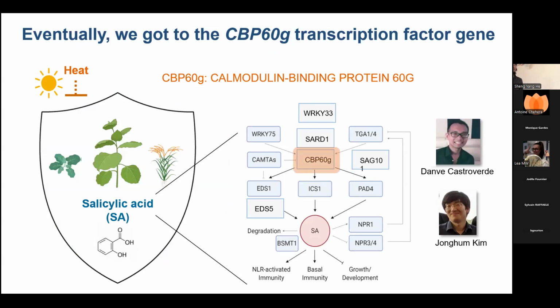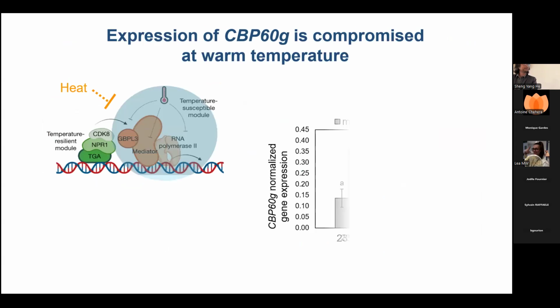all these genes, I think every single one of them, and no success until they came to CBP60G and later on SARD1. And these are two paralogs, kind of functionally redundant. CBP60G is a calmodulin binding protein 60G, which means it's regulated by calcium, so it's a gray area. And this is a unique phenotype because when they did this one, they found some interesting phenotype and also some phenomenon that we're pursuing right now.